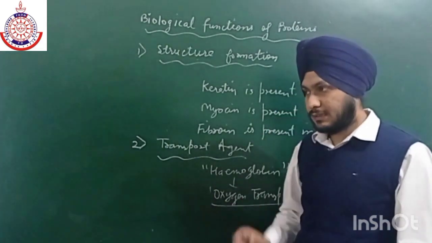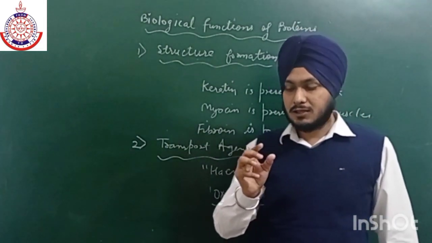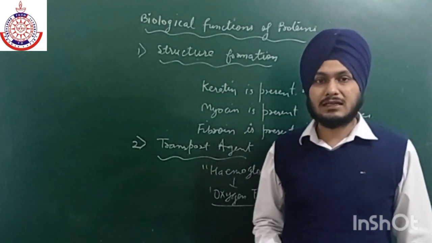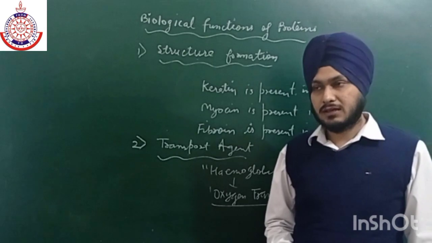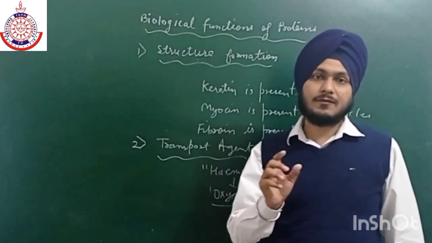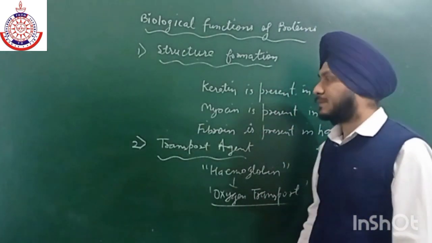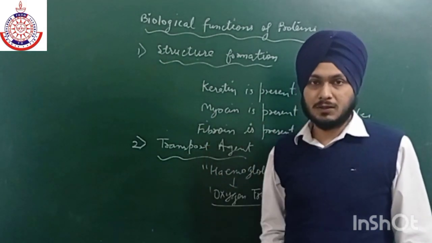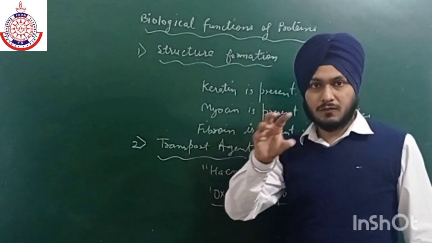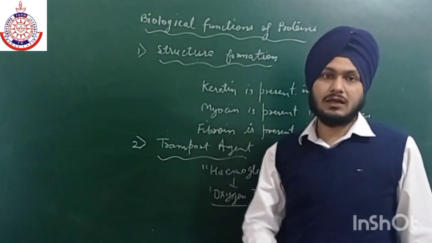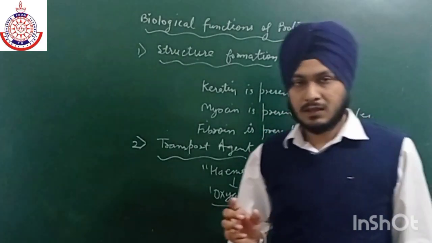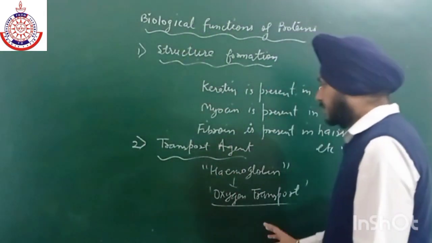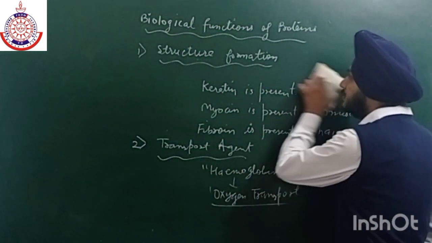ठीक है, and that space is ideal for iron only. Okay, no other metal will enter into that space. So the space is ideal for iron only. That is why iron is present in hemoglobin. Okay, because the space between the porphyrin rings is ideal for only iron. Okay, the atomic radius or the diameter of iron is ideal for that space. Okay, so this is the second main biological function.